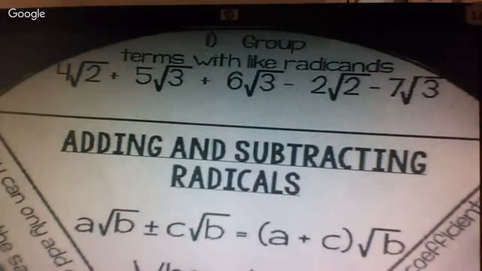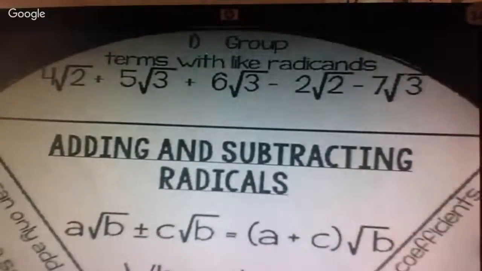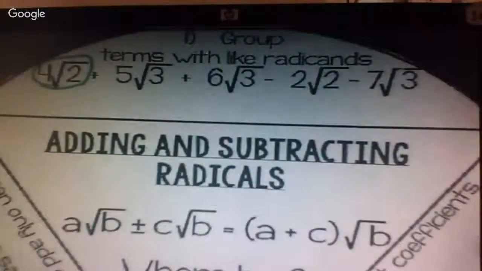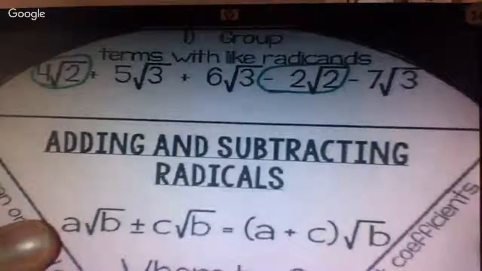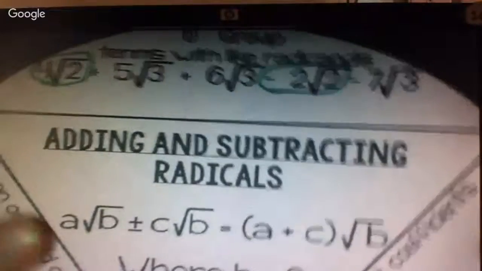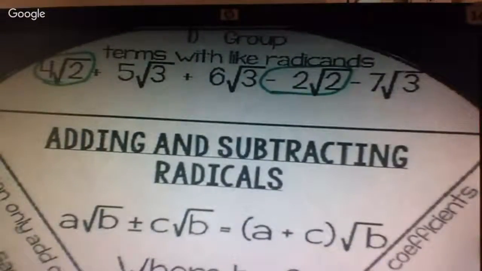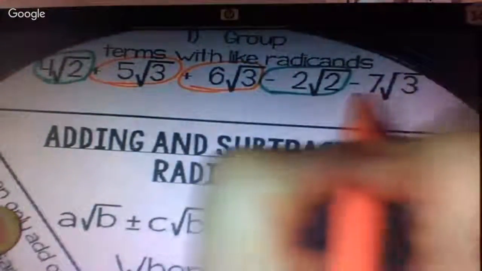Okay, so this is just another foldable that reiterates what you need to do. Step 1 says, group terms with like radicands. So what goes together? What has like terms with 4 square roots of 2? Don't forget the minus sign in front. So those two go together. What else goes together? All the 3s, all three of them: 1, 2, and 3.